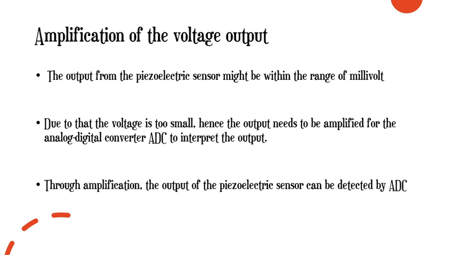Okay, the next slide is amplification of the voltage output. Depending on the amount of pressure that we are measuring, the output from the piezoelectric sensor might be within the range of millivolts. Due to that, the voltage is too small for the analog digital converter ADC. Hence, the output needs to be amplified for the ADC to interpret the output. Through amplification, the output of the piezoelectric sensor can be detected by ADC, hence solving the issue.